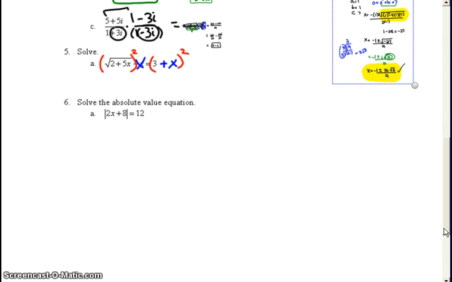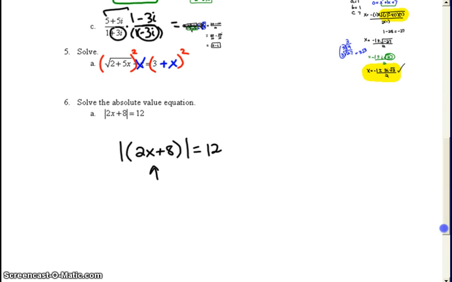All right, this last problem, solve the absolute value equation. Okay, so we're going to have two answers. So whatever's inside, I'm going to write it like this first. Whatever is in between the absolute value bars can either be a positive or a negative. So we have to write it both ways. Okay, so we've got positive 2x plus 8 equals 12. And we've got negative (2x plus 8) equals 12.